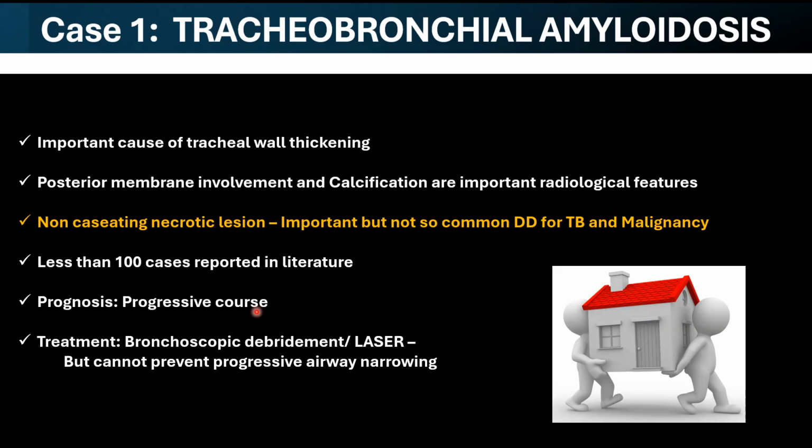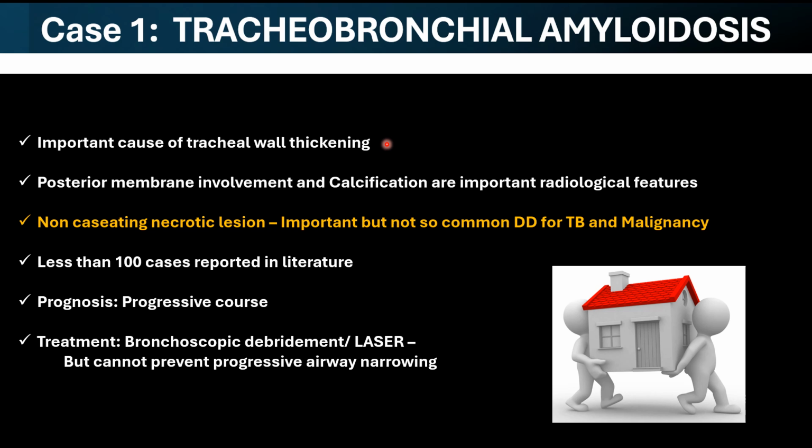So the take-home case about the first patient is that amyloidosis is an important cause of tracheal wall thickening. So this was a case of tracheobronchial amyloidosis, and it is an important cause of tracheal wall thickening that we need to consider. And this is important because unless you raise this, we saw that Congo red stain was given in this patient.